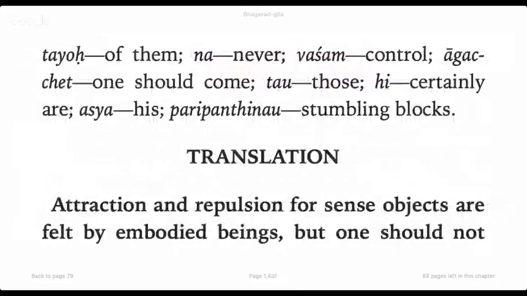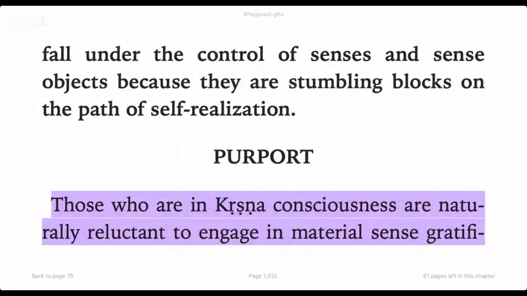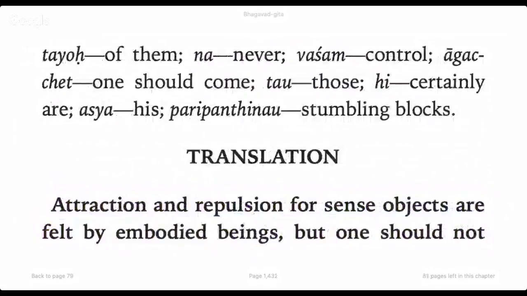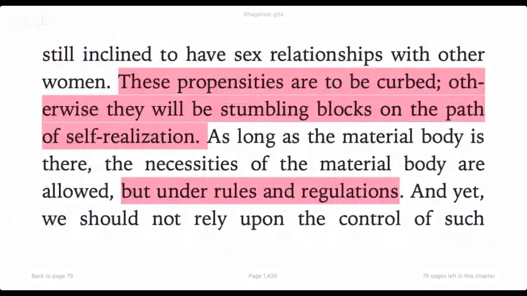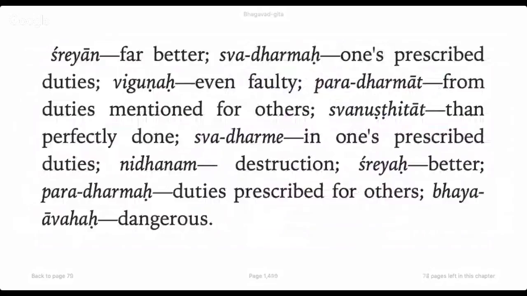Okay. Attraction and repulsion toward sense objects are felt by embodied beings, but one should not fall under the control of sense objects because they are stumbling blocks in the path of self-realization. So, I will be happy, I will not be happy, these are all because of your personal sense pleasures. But one should not fall under the control of the senses because they are stumbling blocks. Okay. And then we go to the 35th.